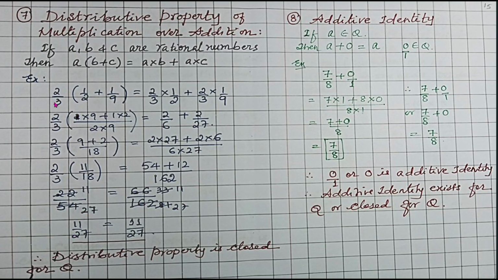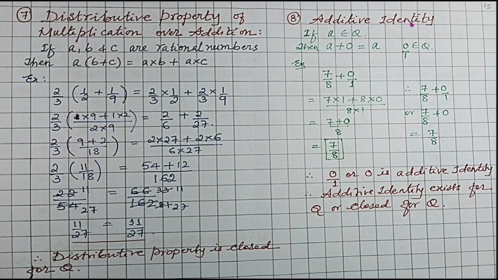And so also when I take 2 by 3 and multiply by 1 by 2, that is 2 by 3 into 1.5 plus 2 by 3 into 1 by 9, by simplification we get again 11 by 27, that is LHS is equal to RHS. Therefore, it satisfies the distributive property of multiplication over addition, and which is very much closed for a set of rational numbers. Now let us talk about additive identity.